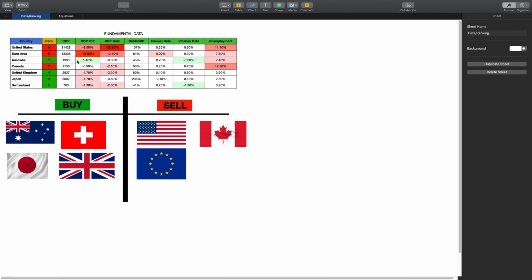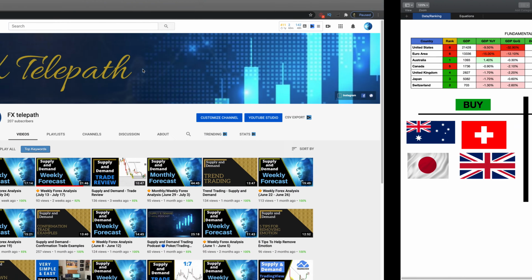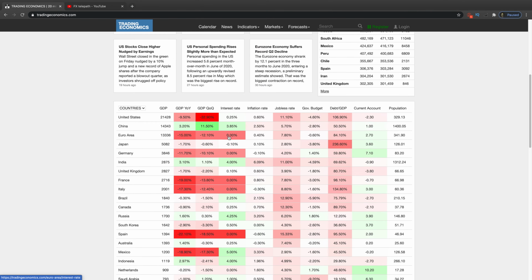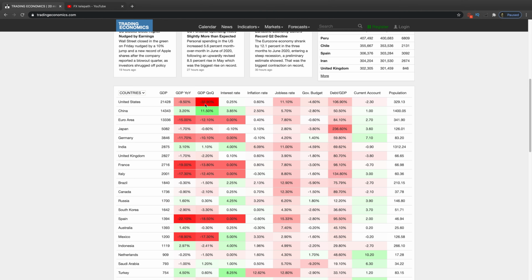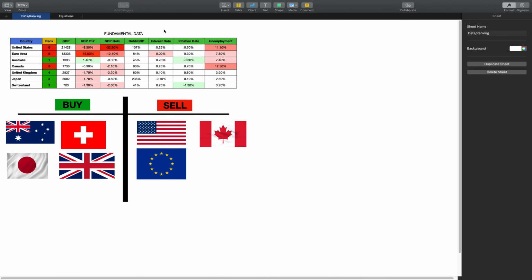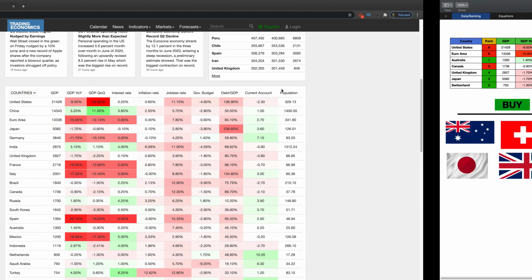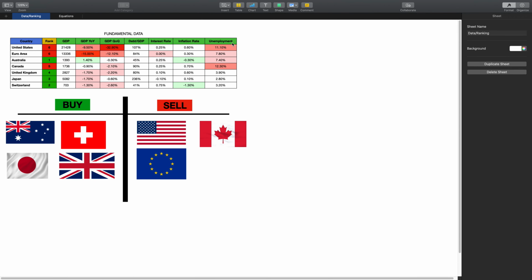Essentially, this is the data that I have, and I get all this data from a website, tradingeconomics.com. You click on this button here, and you go down, and it has all this data for you. And you essentially just find the data and then plug it into your own spreadsheet. I don't use all of these categories. I use everything here except for government budget, current account, and population, just because I'm trying to get the most important data, which in my opinion, this is all very important data.